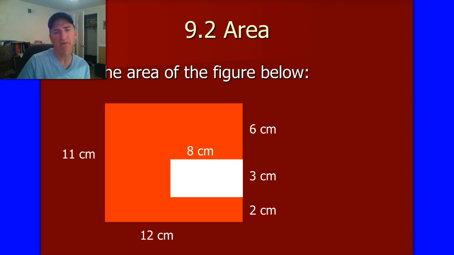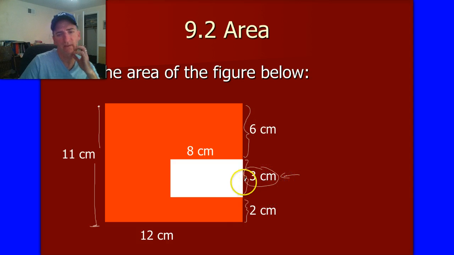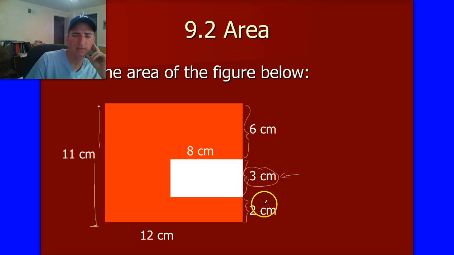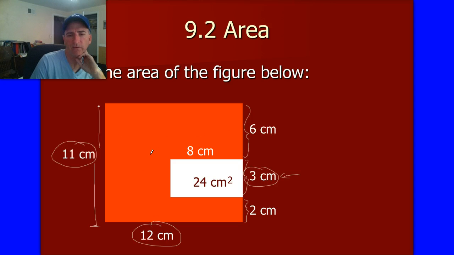What we could do first is figure out that the length of this is 3. The way I figured that out is, since that is 6, and that's 2, and this is 11, what else would I need? If I had 6 and 2, what do I need here to get to 11? Well, 6 and 2 is 8, so 11 minus 8 is 3. So that length is 3. So this side here is 8 by 3. 8 by 3 is 24. Okay, that's where the 2 was supposed to come out, by the way. That's why it's on your paper. That's 24 centimeters squared. So if I can find the area of the large, which will be 11 times 12, all I have to do is subtract the 24.